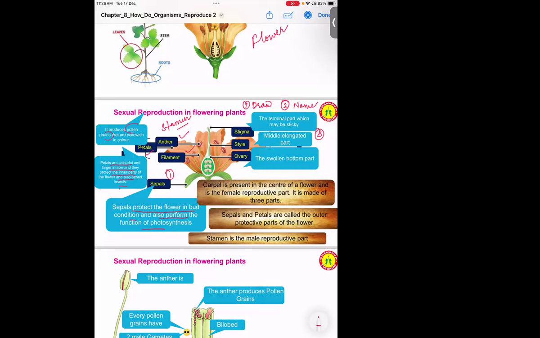So how do they ask you the question in the board exam? They will say, name the part which contains the pollen grain. So now tell me the answer. What will be the answer? The answer will be the anther. So the anther will contain the pollen grains. And sometimes they say, name the part which is yellowish in color. Then the answer is the pollen grain. Pollen grain is the part which is yellow in color.